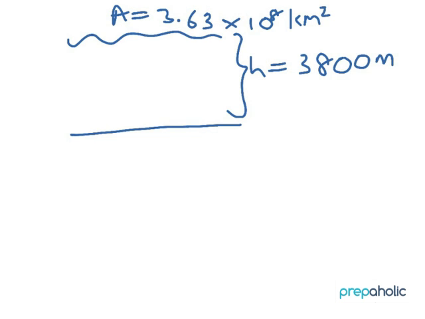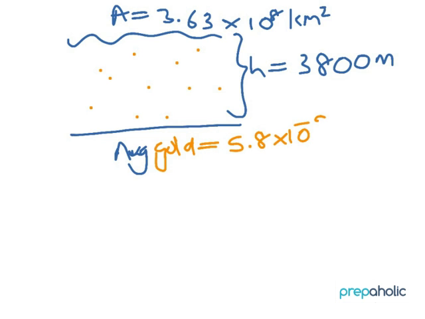Okay, and then they're telling us that the average concentration of gold dissolved in this ocean is 5.8 into 10 to the power minus 9 grams per liter. And then they're asking us to find in part A the mass of the gold in the ocean.